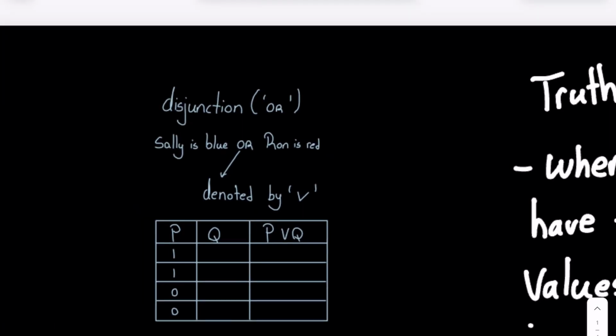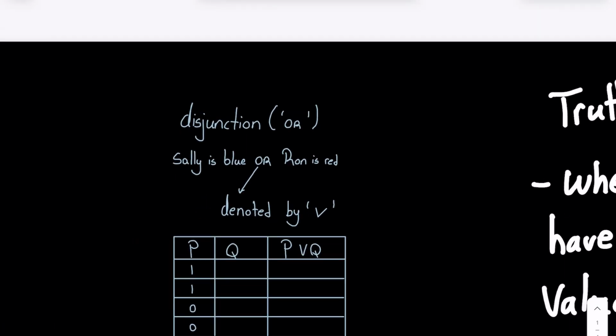Now this is just or. So we'll say, for example, we have 2 dogs. I just call them Sally and Ron. And we say Sally is blue or Ron is red. So what does this mean? First let's fill out our truth table before we even get to that. So we have P and we have Q. Since we have 1, 1, 0, 0 in the P section, that means that for the Q section we know we have to alternate 1, 0, 1, 0.